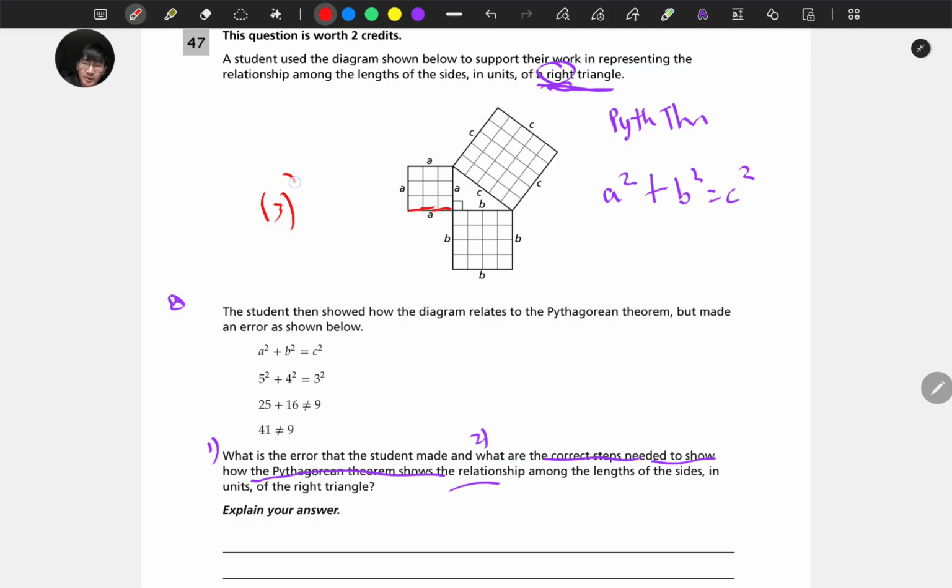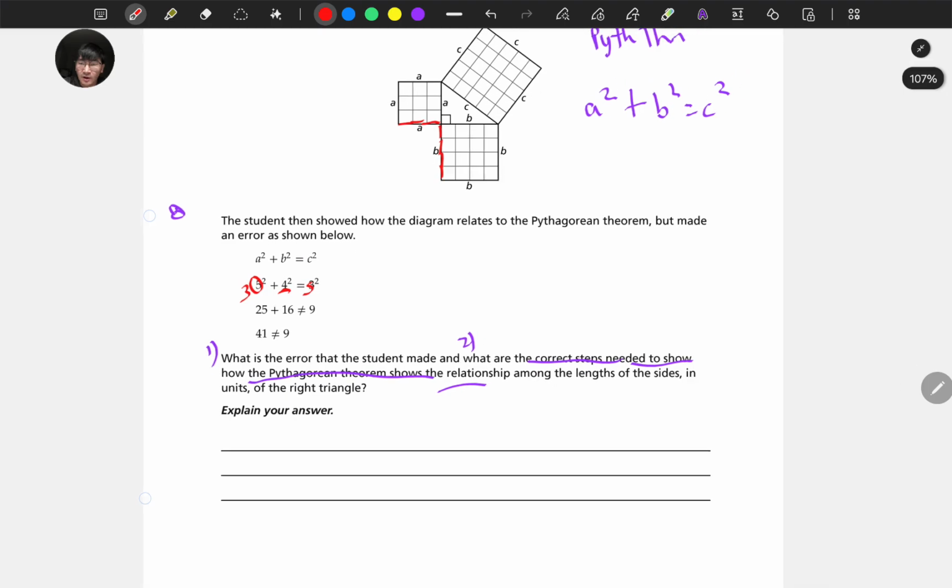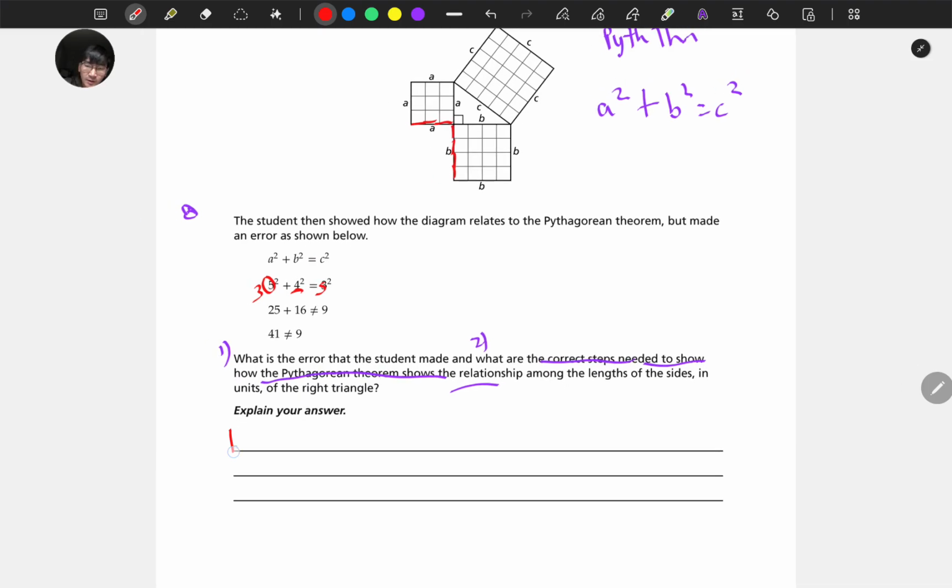So when you square that, it should be 3 squared. So this student made a mistake right there, should be 3. B should be 1, 2, 3, 4. He did good here. And then C is 1, 2, 3, 4, 5. So that should be 5. So here, off the bat, I can write the student mixed up A and C.